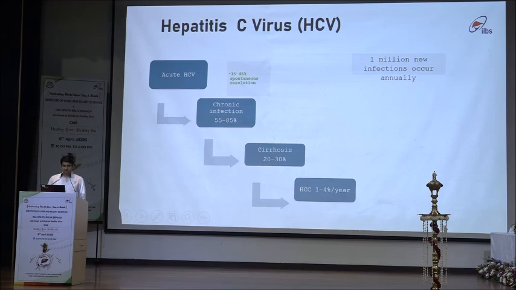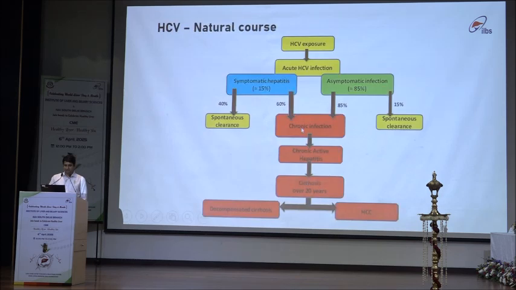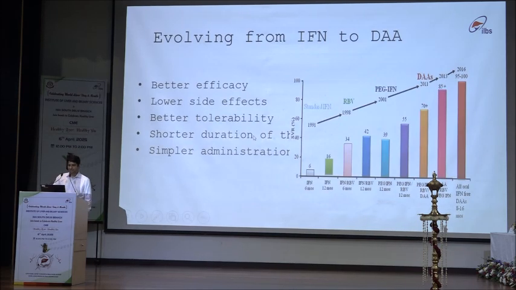Coming to hepatitis C virus infection, as we already discussed, acute hepatitis C virus infection occurs only in around 15 to 25% of the subjects, and mainly they carry the chronic infection lifelong and may progress to cirrhosis in around 20 to 30% of the patients, may develop decompensation or HCC. Previously, the only treatment available for hepatitis C virus was interferon. That was quite cumbersome to give, and efficacy was also not good.